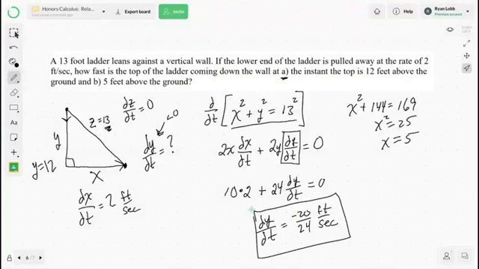All right, so as this point is being pulled away from the wall at 2 feet per second, at the moment that this point is 12 feet above the ground, this point is moving down the wall at negative 20 over 24 feet per second.